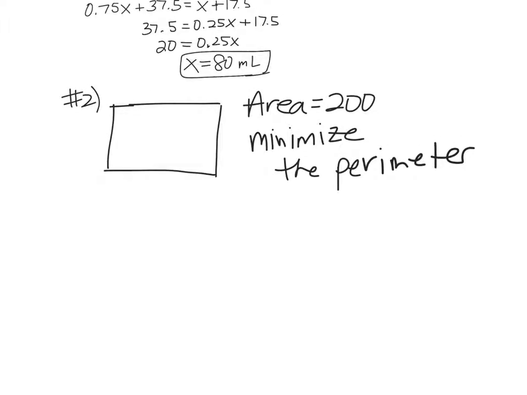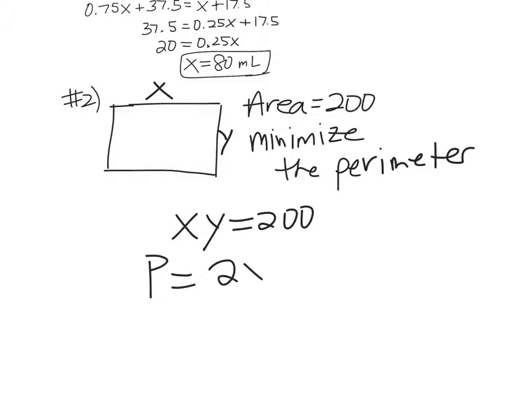Okay, here we go. So this is X, and this is Y. And so we're going to find the area, and we'll find the perimeter, okay? So the area would be what? X times Y equals 200. And then the perimeter, what's the perimeter of this rectangle? Perfect. 2x plus 2y. Okay?